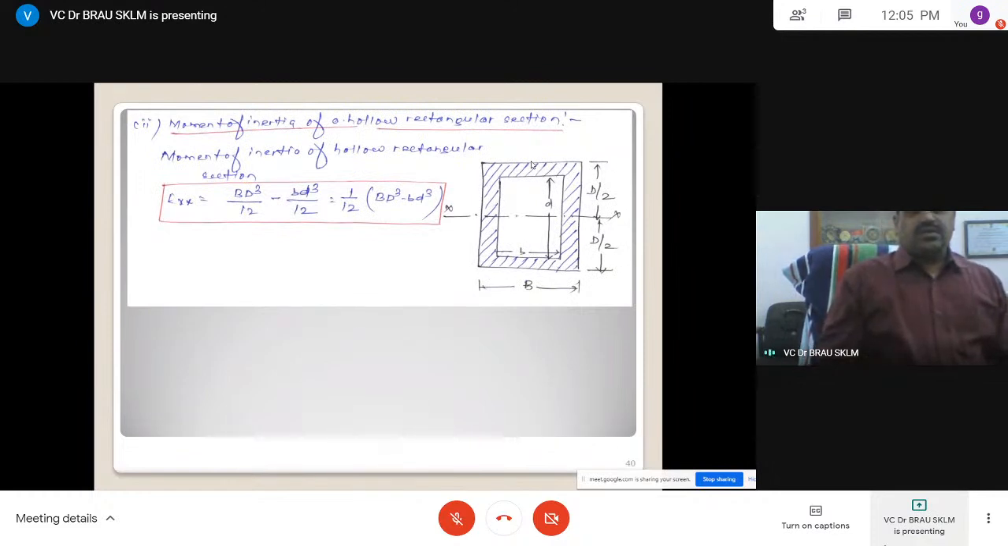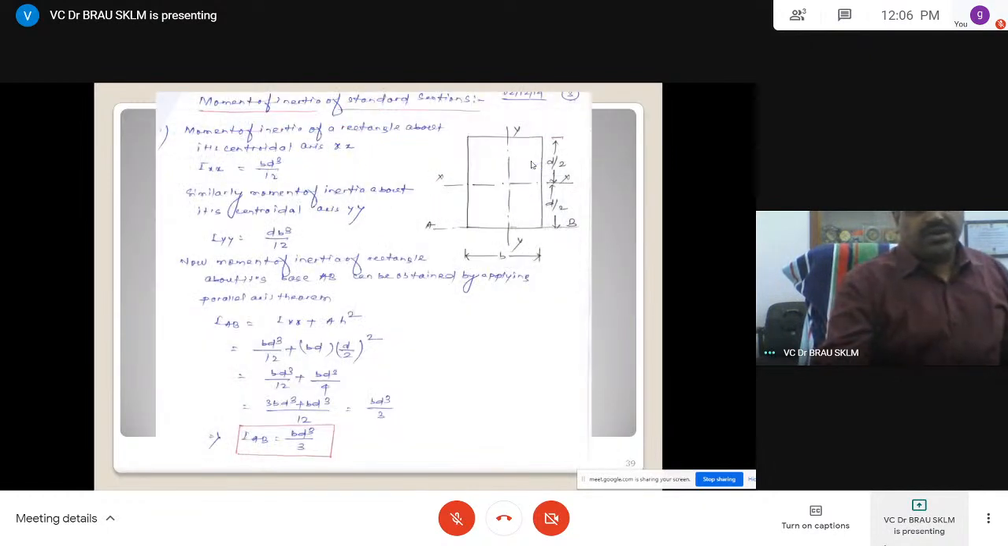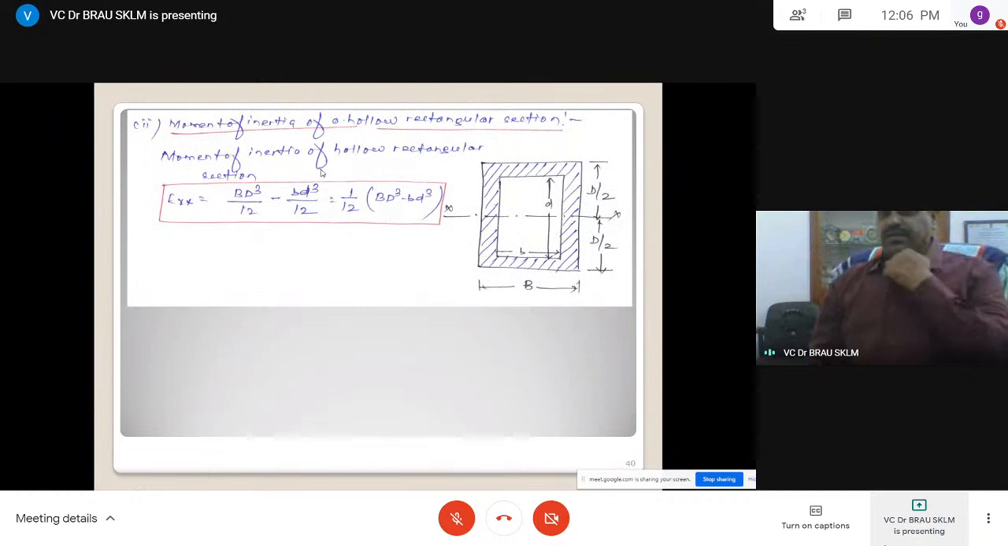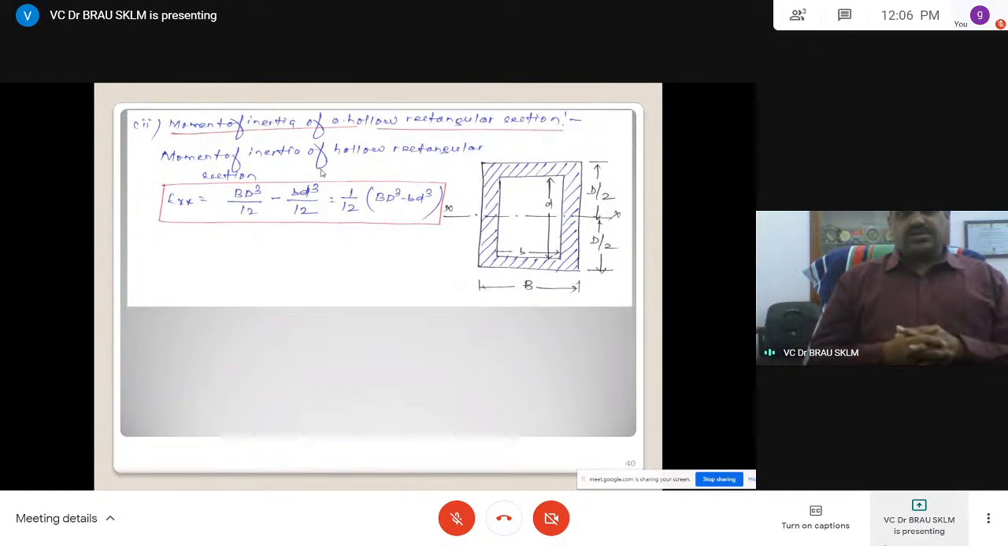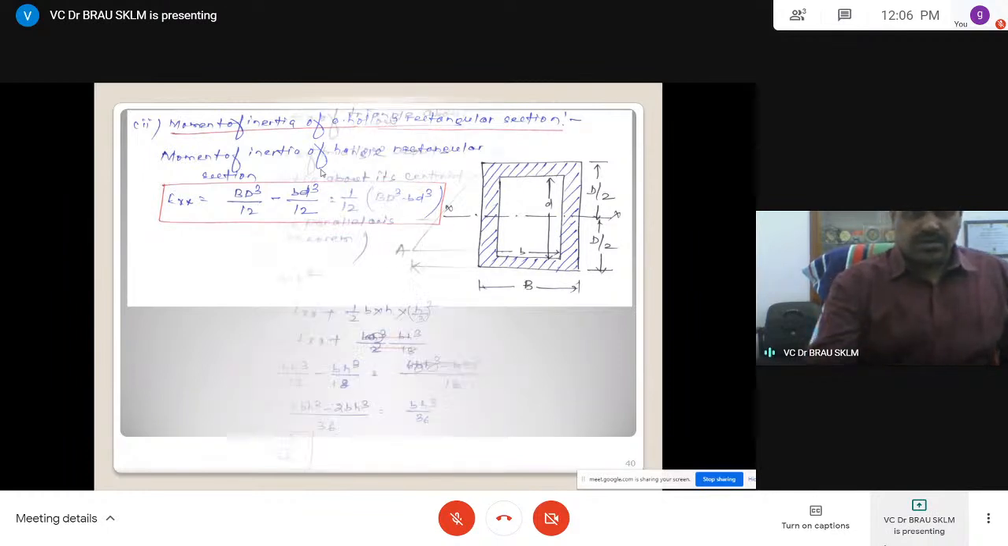Similarly, you can obtain other sections. Suppose you take a hollow rectangle, where B and D are different. Then inside, you have to subtract. We have already derived BD cube by 12. For a bigger rectangle and a smaller rectangle, it is BD cube by 12 minus bd cube by 12. That is the moment of inertia about the axis. This is how we generally determine the hollow sections.